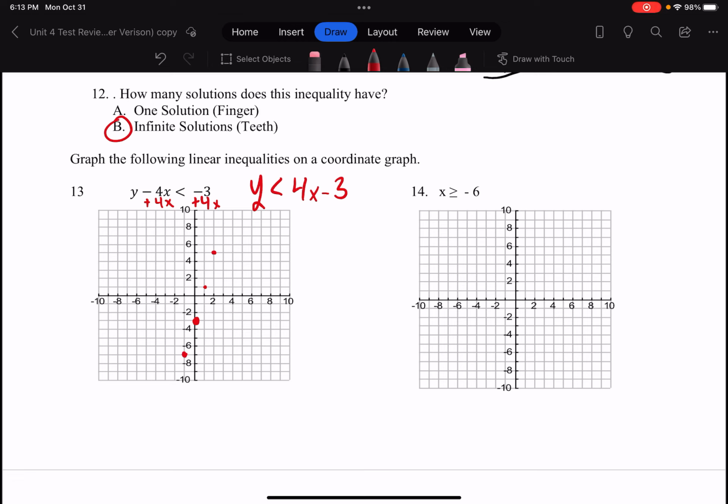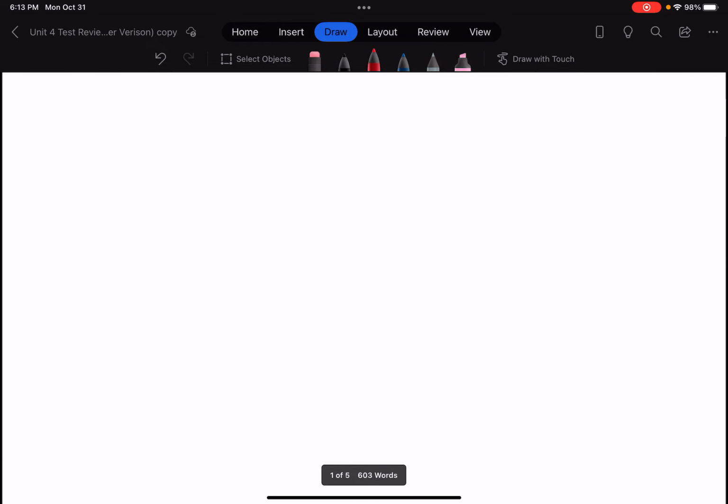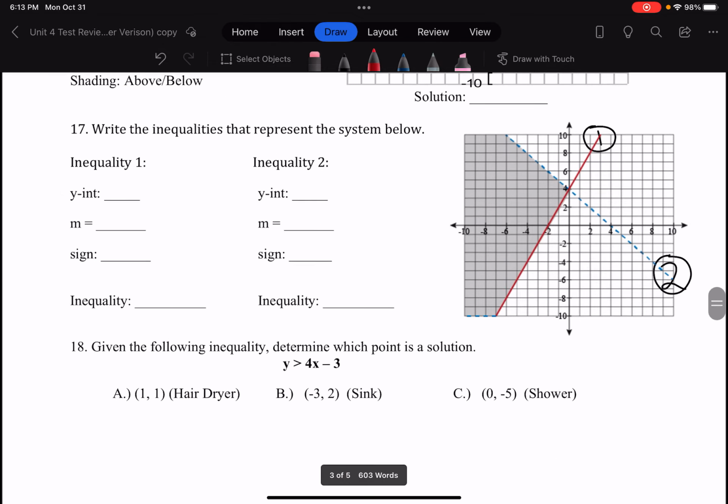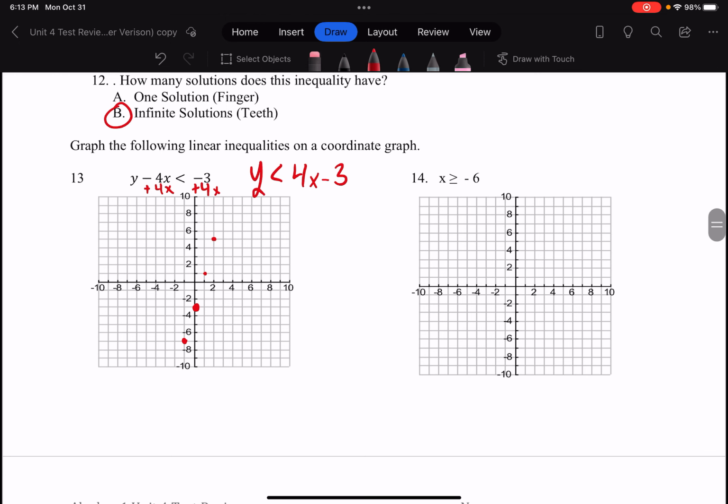Because it's just less than, it's going to be a dashed line. So I'm going to have a dashed line. And it's less than, which means I'm going to shade below the line. So all the y values and everything in between below this linear inequality.